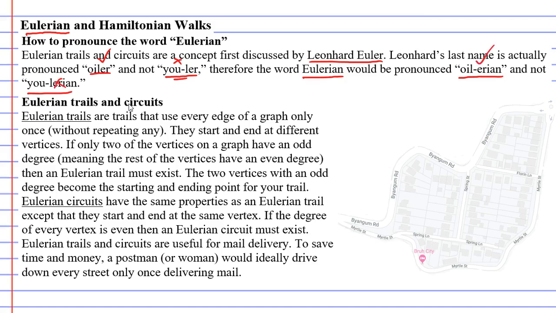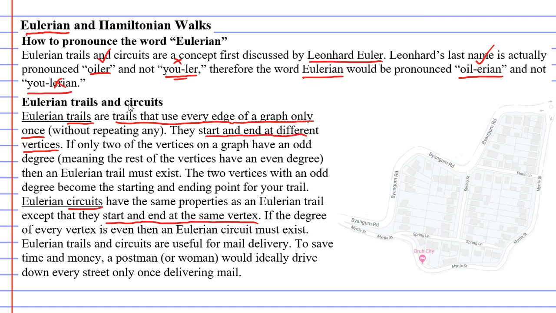So we'll talk about what Eulerian trails and circuits are. Now, Eulerian trails and Eulerian circuits are basically the same thing. They are trails that use every edge of a graph only once without repeating any. That's the same for trails and circuits. There's one difference between them: a trail starts and ends at a different vertex. It's written here. So they start and end at different vertices, while with a circuit, they start and end at the same vertex. So that's the only difference between trails and circuits here.